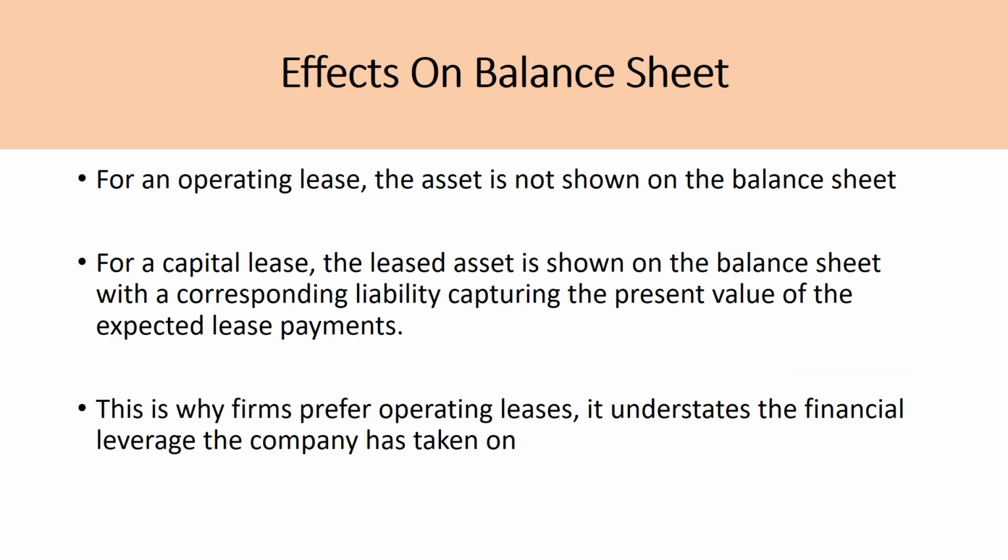Okay, so for an operating lease, the asset is not shown on the balance sheet. For a capital lease, the leased asset is shown on the balance sheet with a corresponding liability capturing the present value of the expected lease payments. This is why firms prefer operating leases. It understates the financial leverage the company has taken on.